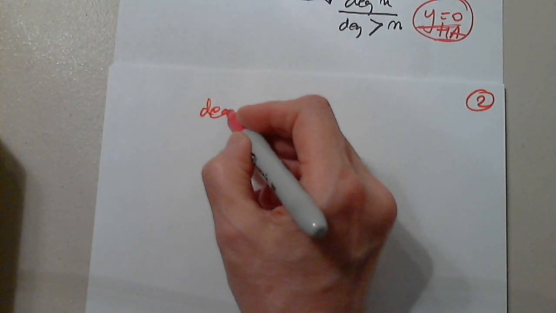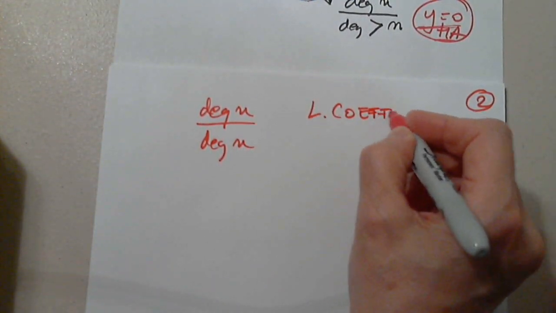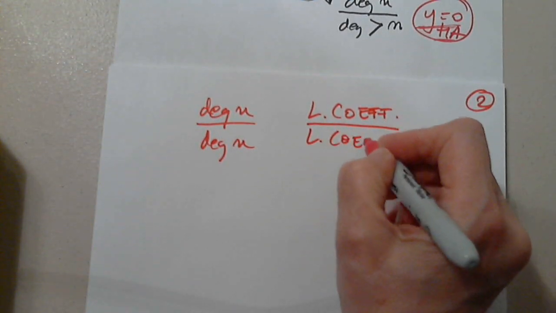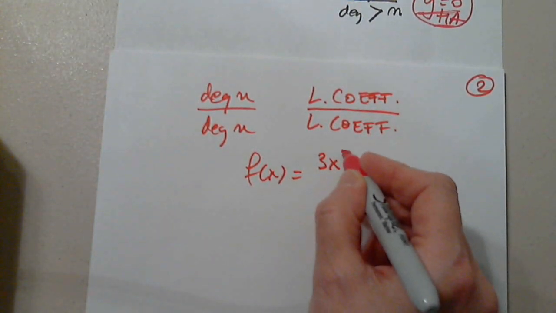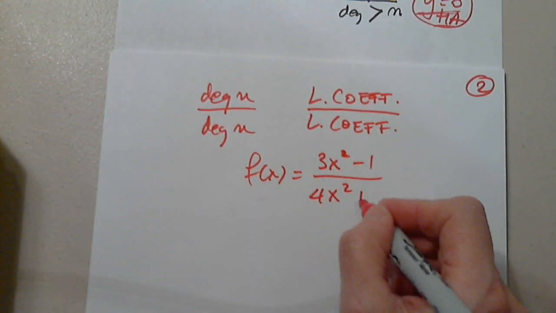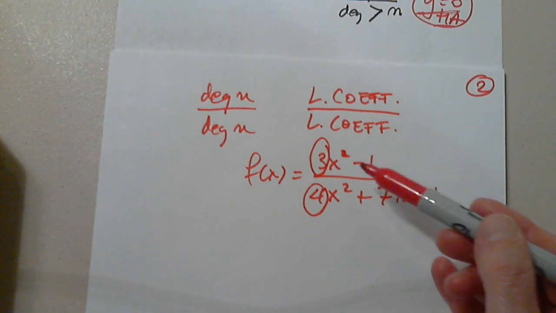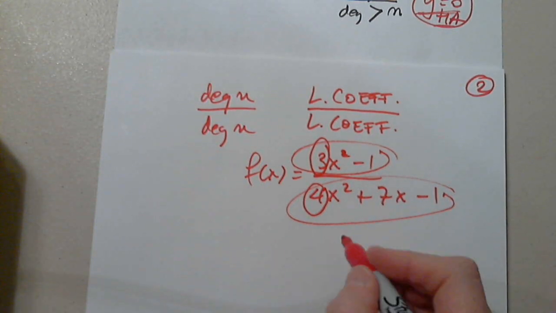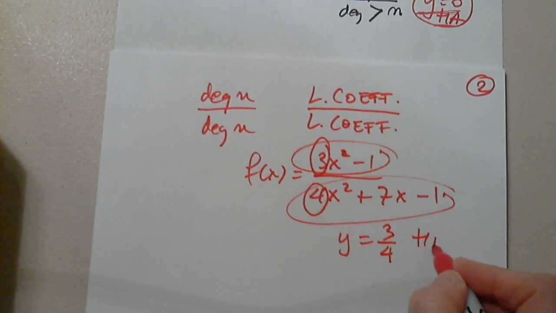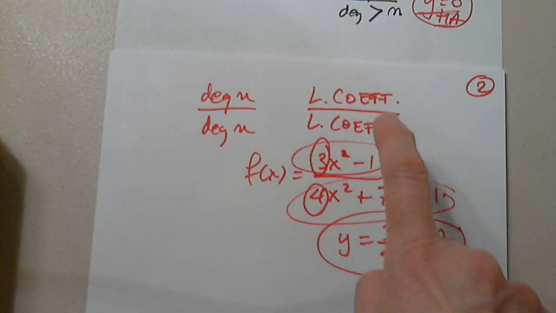So in this case, degree n over degree n, it is the leading coefficient over the leading coefficient. Here's an example. If I have f of x equals 3x squared minus 1 over 4x squared plus 7x minus 1, the leading coefficient over the leading coefficient, because these have the same degree. Degree 2, degree 2. So in this case, y equals 3/4 is the horizontal asymptote. Every time the degrees are the same, the horizontal asymptote is the leading coefficient over the leading coefficient.